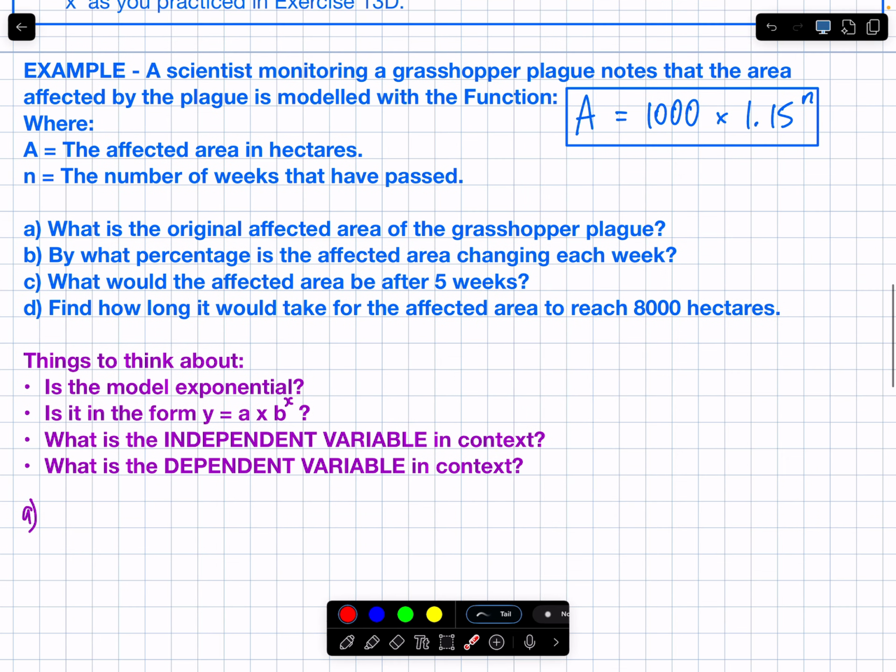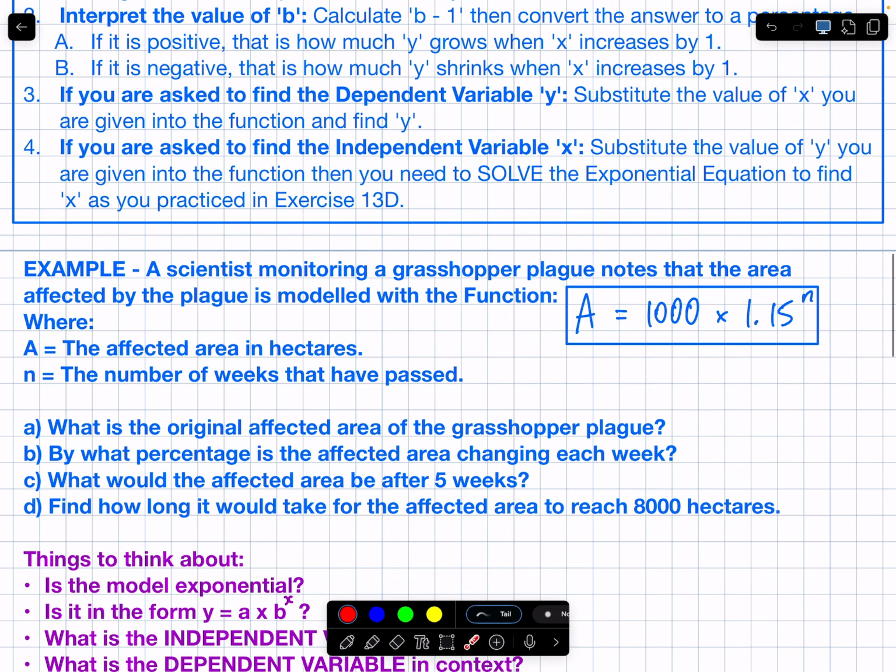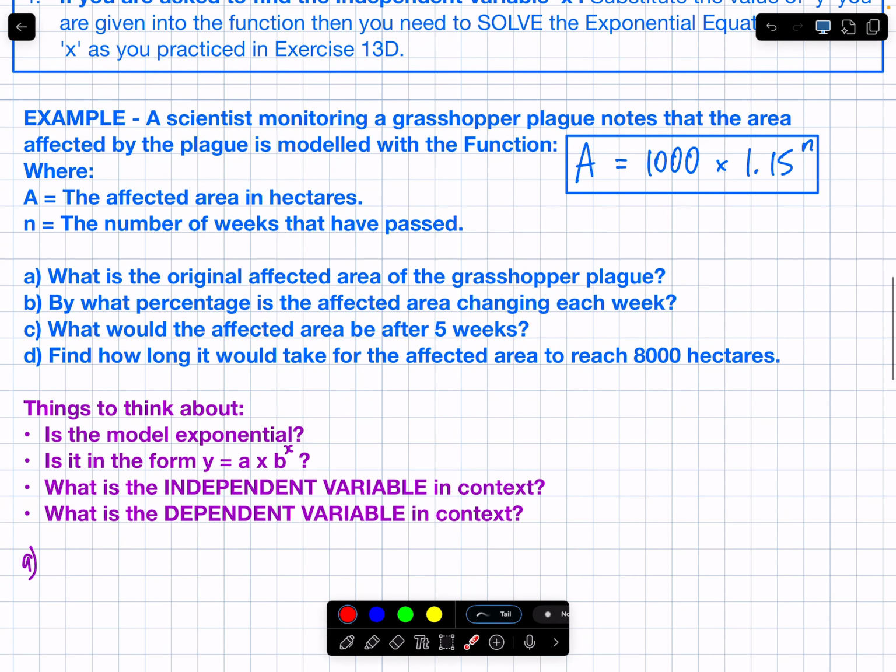So once you've got that example, what are the questions being asked? What was the original affected area of the plague? What was the percentage the area affected was changing each week? What would the affected area be after 5 weeks? Find out how long it would take for the area to reach 8,000 hectares. So in that rectangle that I gave you, those are the 4 question types that you might be asked for this.